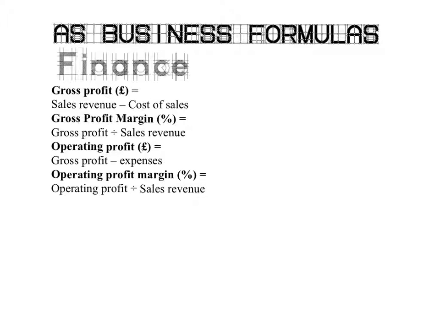Now your operating profit is your final profit. It's sometimes known as net profit as well, and that's you get your gross profit and you simply minus your expenses from that. Your expenses are again very similar to your fixed costs. Once you've done that, you can work out your operating profit margin. So your operating profit divided by sales revenue times by 100 to get a percentage. That will give you a good indication as to how much your expenses are impacting your profit.